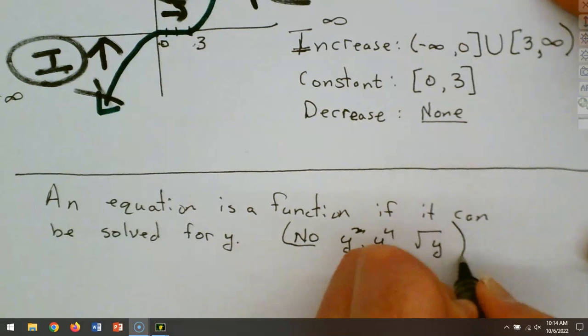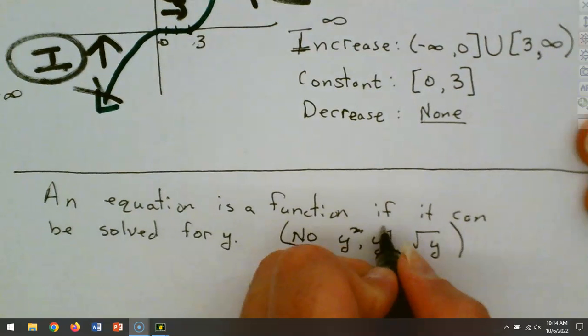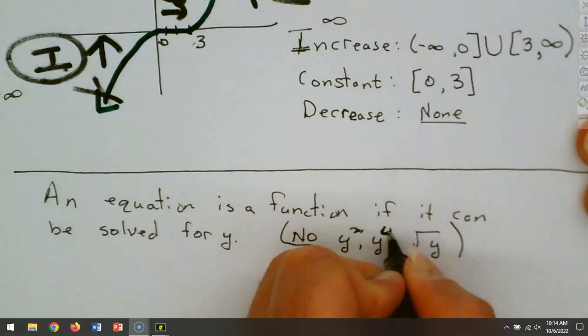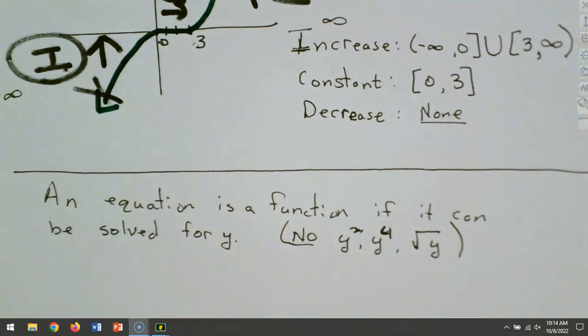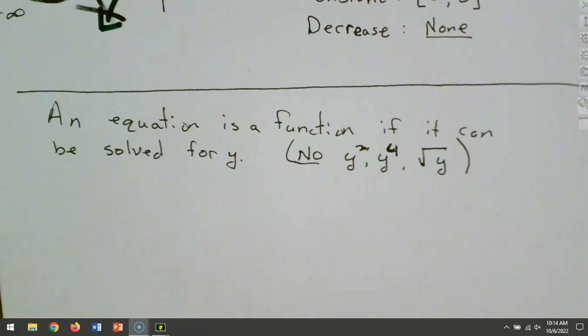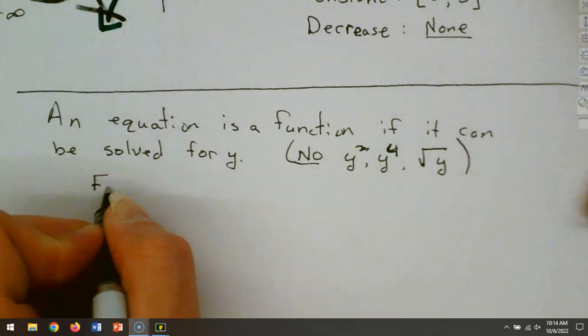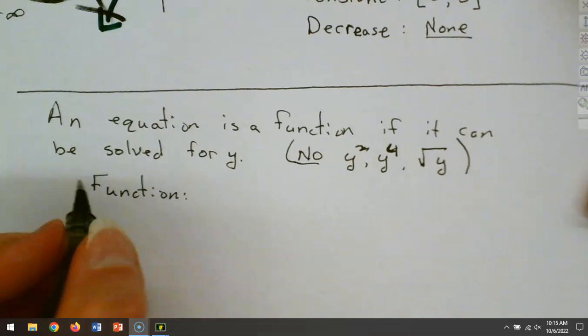It has to be y by itself, not y squared, not y cubed. Well, y cubed would work, but not y to the 4th or y squared. Can't be any of those. Now, these are very simple to do. All you have to do is see if it can be or is already solved for y. So let's look at this one. I'm not going to have you find the domain and range. You're just going to tell me if this is a function.